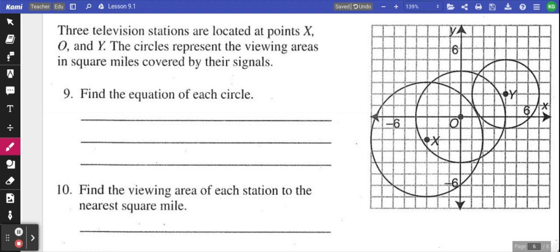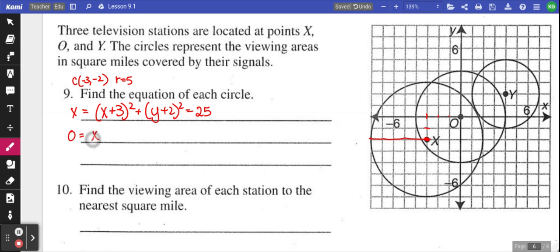Three television stations are located at points X, O, and Y. The circles represent the viewing areas and square miles covered by their signals. Find the equation for each circle. So let's start with the X circle. And the first thing I need to find is the center. So I have it as negative 3, negative 2. So I have x plus 3 squared plus y plus 2 squared equals, and I need to find the radius of x, so I can count it here. So the radius is 5, so the radius squared would be 25.